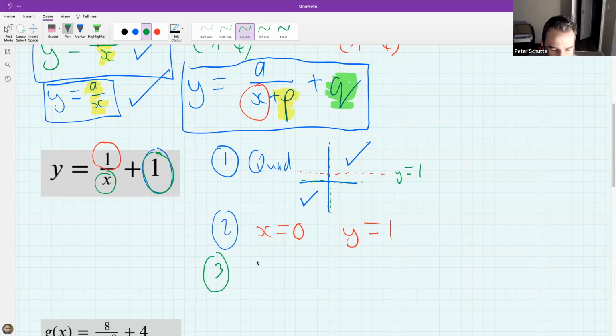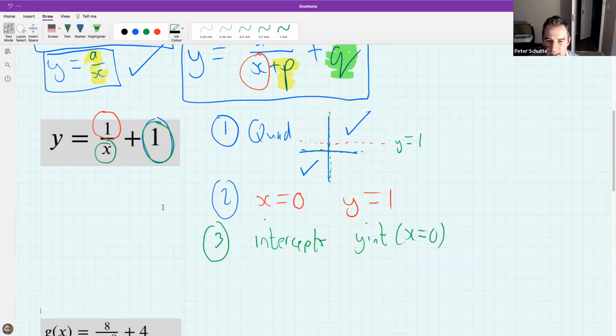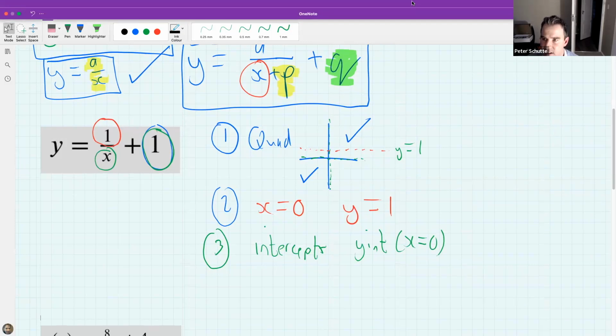What do you think step 3 is going to be? Step 3 is going to be the intercepts. Now, if I want to find the y-intercept, I normally have to make x equal to 0. But there's a problem. Can I make x equal to 0 here? Or why can't I make x equal to 0? Who has an idea about why we can't make x equal to 0?